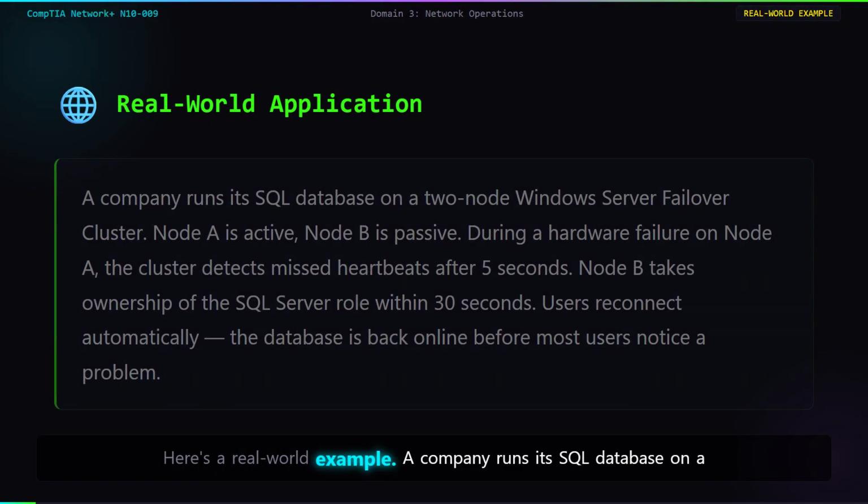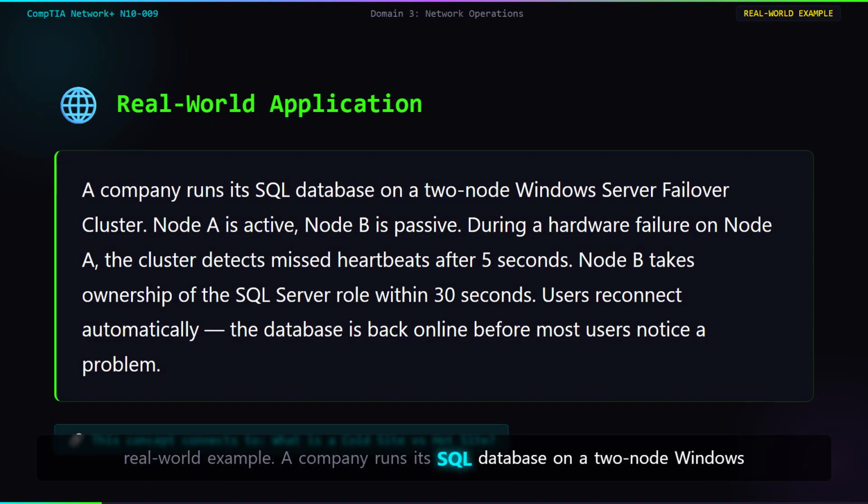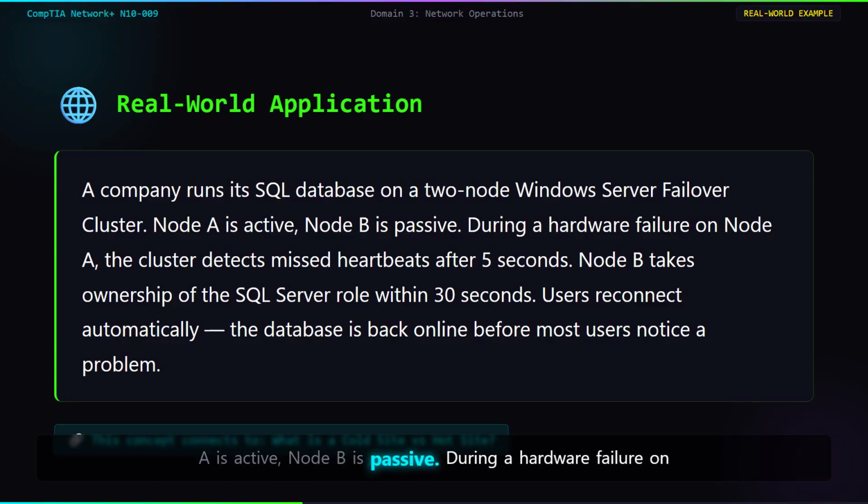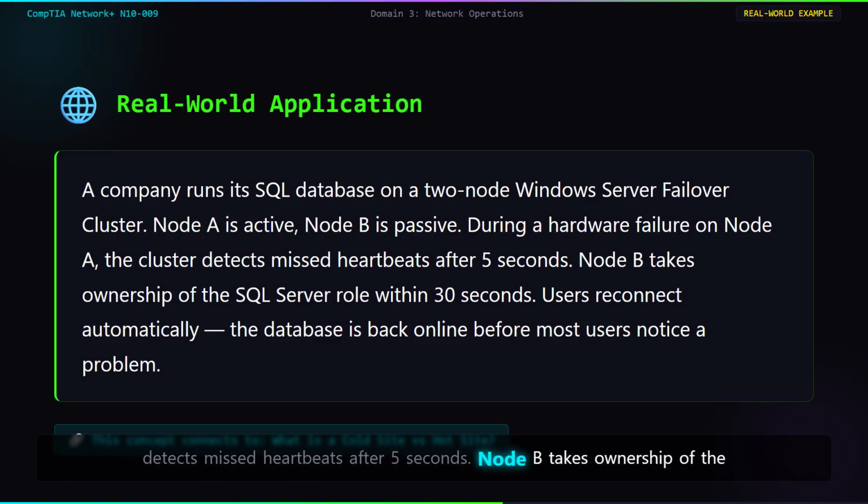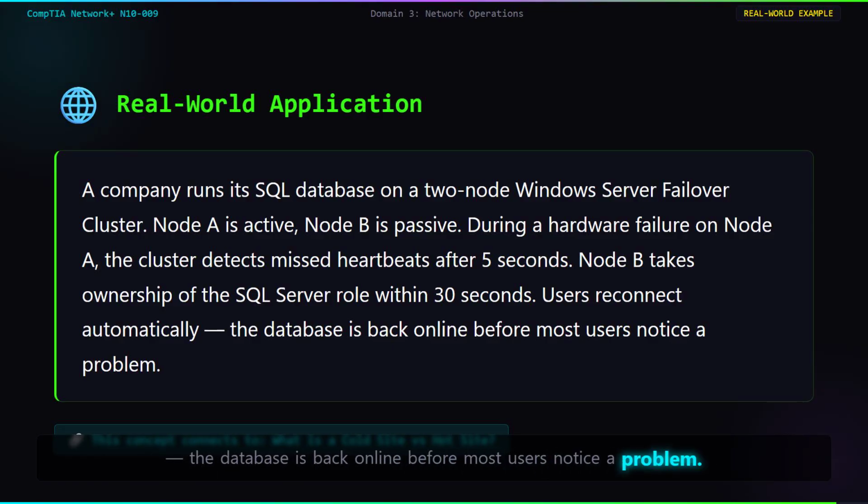Here's a real-world example. A company runs its SQL database on a two-node Windows Server failover cluster. Node A is active, Node B is passive. During a hardware failure on Node A, the cluster detects missed heartbeats after 5 seconds. Node B takes ownership of the SQL server role within 30 seconds. Users reconnect automatically. The database is back online before most users notice a problem.